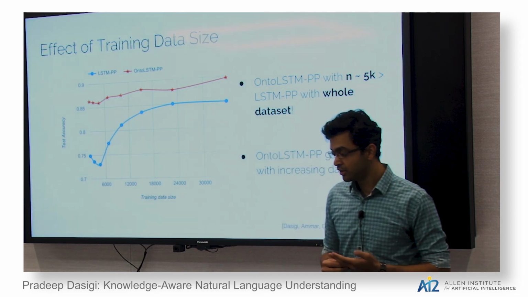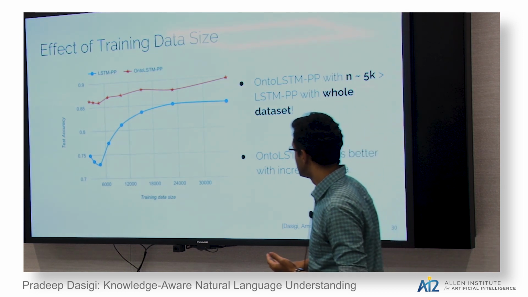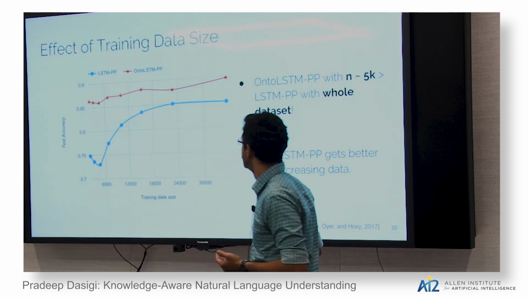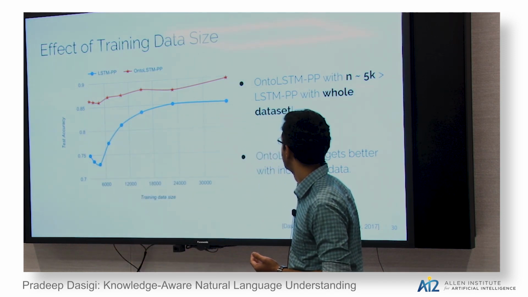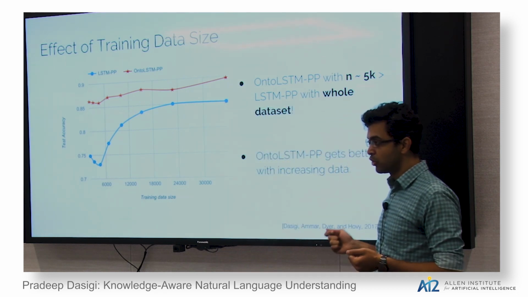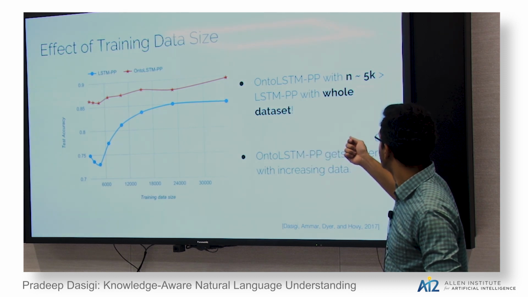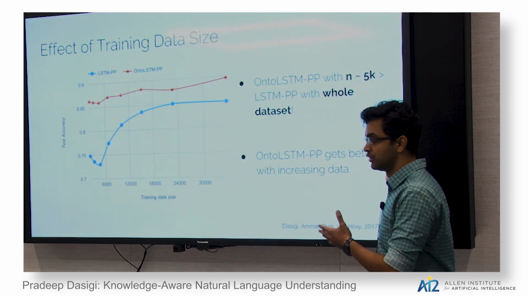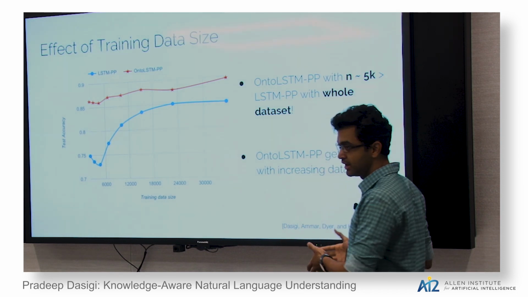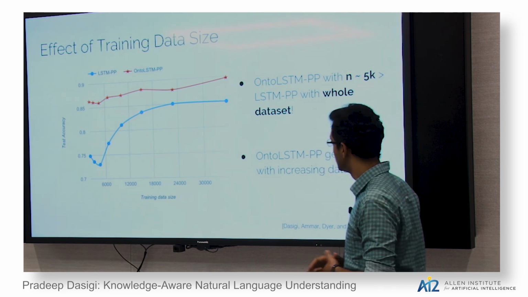A key observation here is that even with 5,000 sentences in the training data set, the ontology-aware model does better than the simpler LSTM model with the whole data set. This is a very important observation because the onto-LSTM model is being trained with about a seventh of the training data set. So, especially in low data settings, when you're training a model to do some semantic tasks, this kind of a model could be very useful.